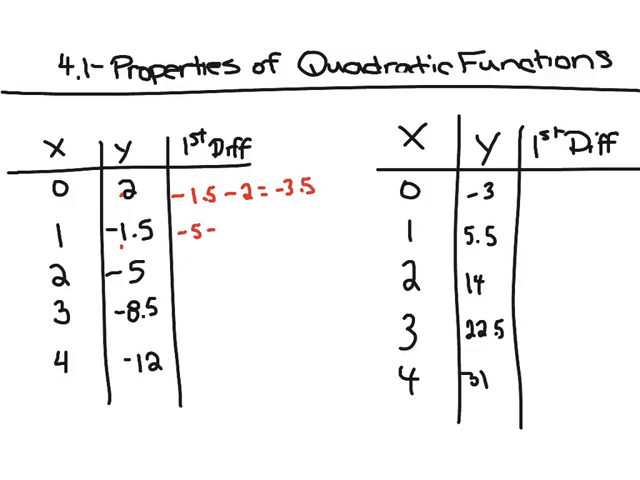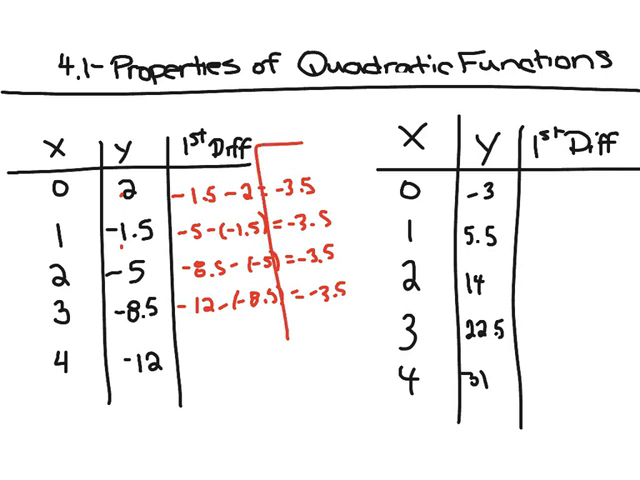Same thing, -5 minus -1.5. And you should get -3.5. -8.5 minus -5, -3.5, who would have guessed? And -12 minus -8.5, and you guessed it, -3.5. They all go up by the same amount, so therefore this is linear. So if you graph this, it would be a line, some sort of line.